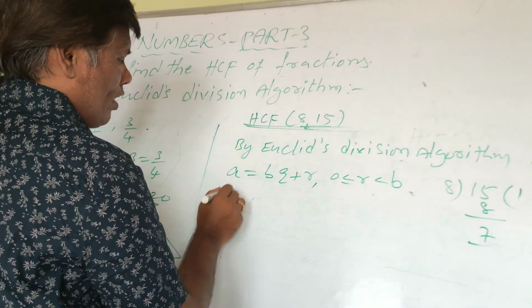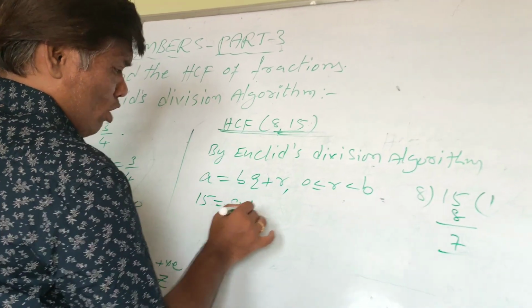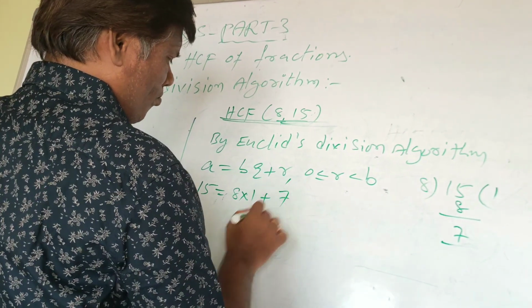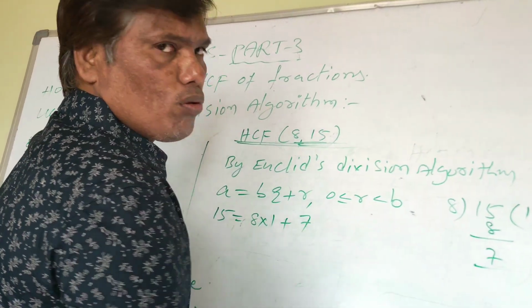Leave it and express this division in the form of an equation. 15 is equal to divisor into quotient, that means 8 into 1, plus remainder 7. Here the remainder is not 0, so we should go for step 2.